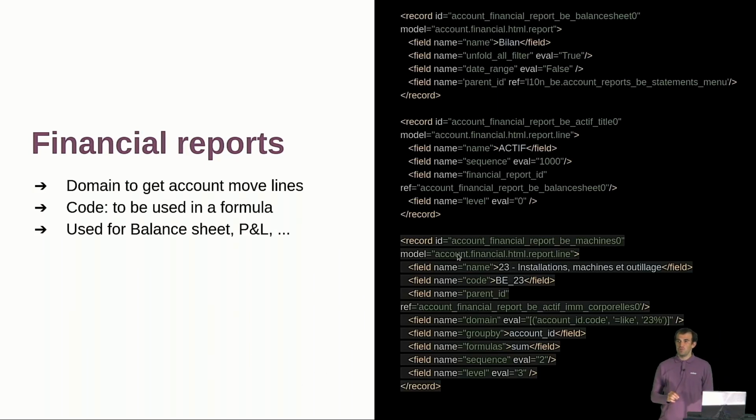This is the financial report. It's used for the profit and loss and the balance sheet. You see here that we define it with a name, which is balance sheet, and also a date range, which is false. So you can apply all kinds of filters on the HTML report already. We only have one date for the balance sheet. For the profit and loss, we need a date range.